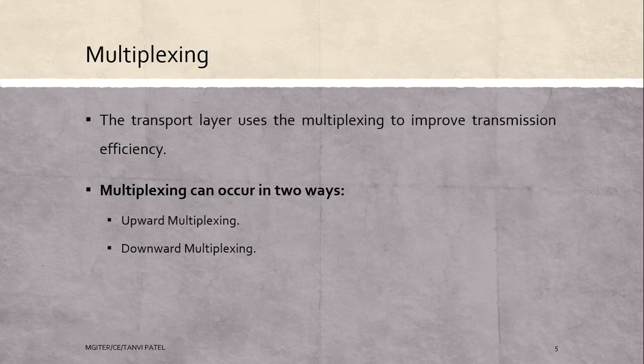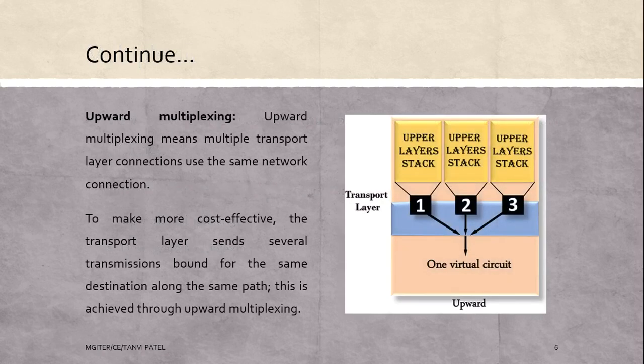Next is multiplexing. The transport layer uses multiplexing to improve transmission efficiency. Multiplexing can occur in two ways. First is upward multiplexing and second one is downward multiplexing. First one is upward multiplexing.